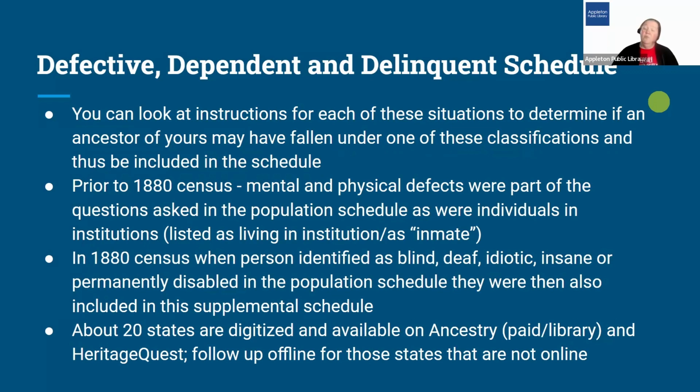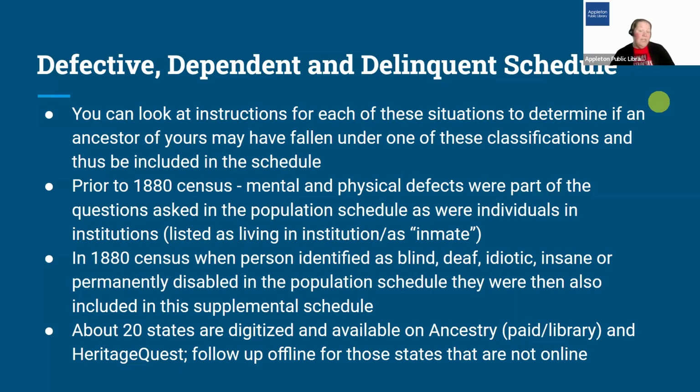If you look at the census for 1880, they do have some mental and physical defects that were part of questions asked in the population schedule. So they also have individuals that were listed in institutions. So they might list them as an inmate, even if it's not a prison, if it's a mental institute or an orphanage, they're going to be listed as an inmate, for example. In the 1880 census, you'll see a column on there where it identifies a person as blind, deaf, idiotic, insane, or permanently disabled. If there's a little tick mark there, you'll know that you're going to follow up to get the DDD schedule for that person because they're going to be included in the supplemental schedule and you'll learn a little bit more about what their situation was.